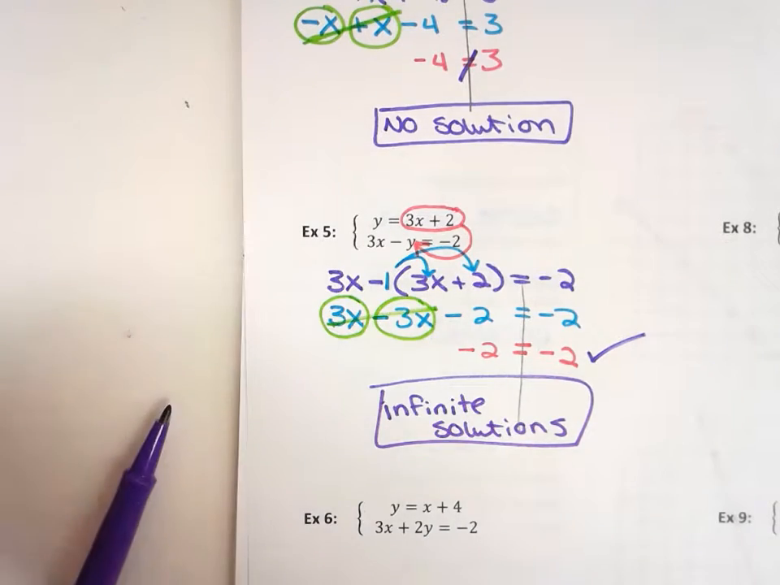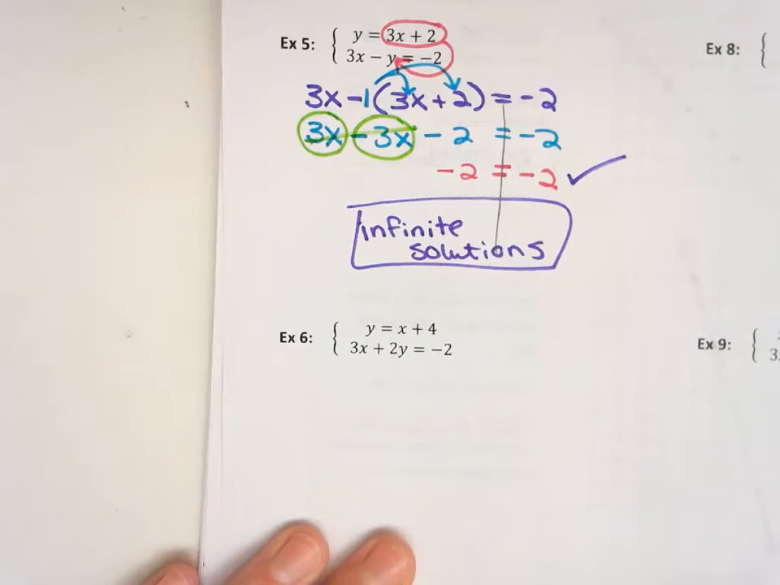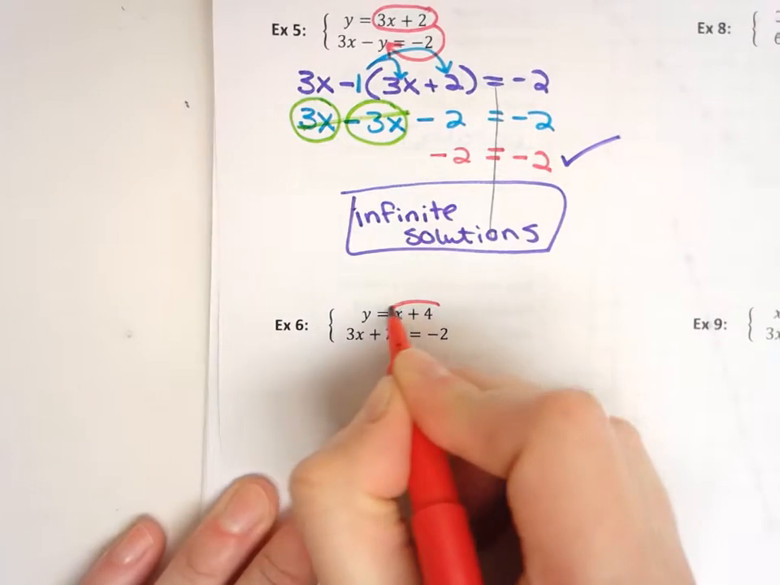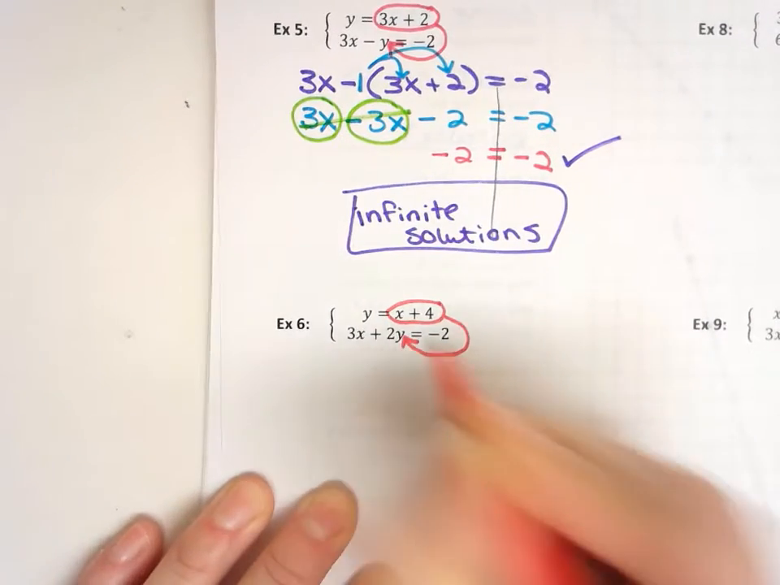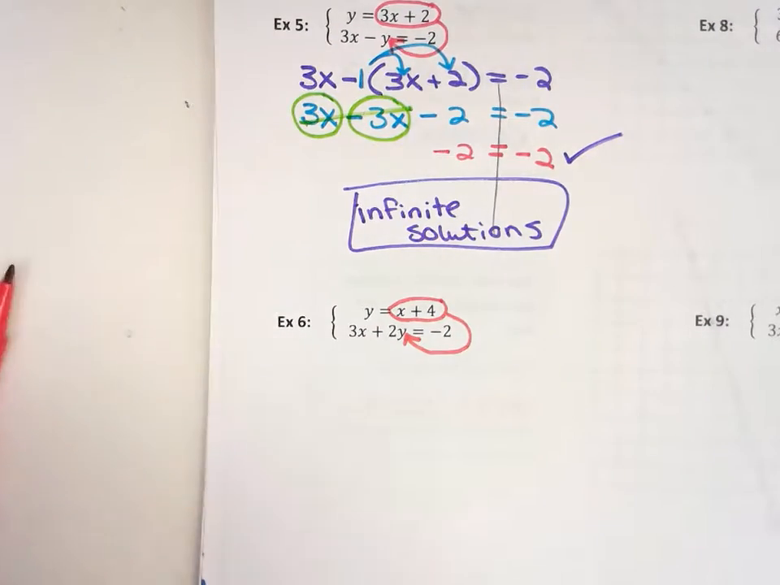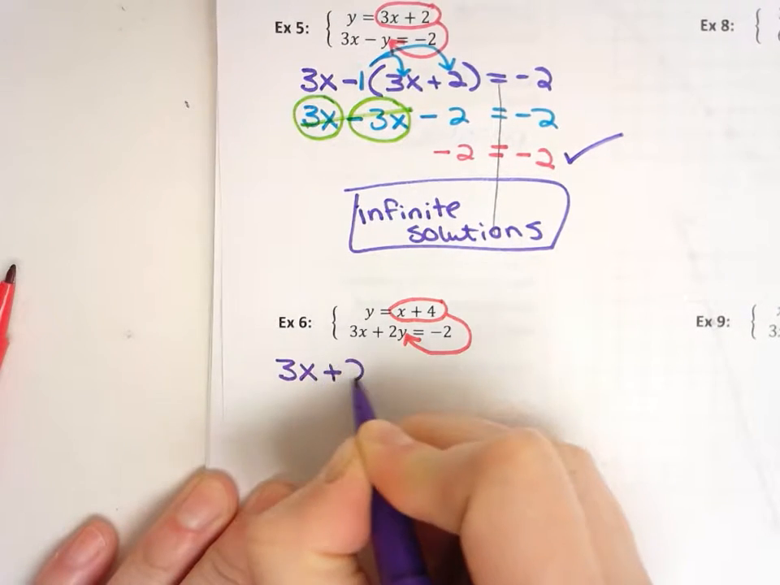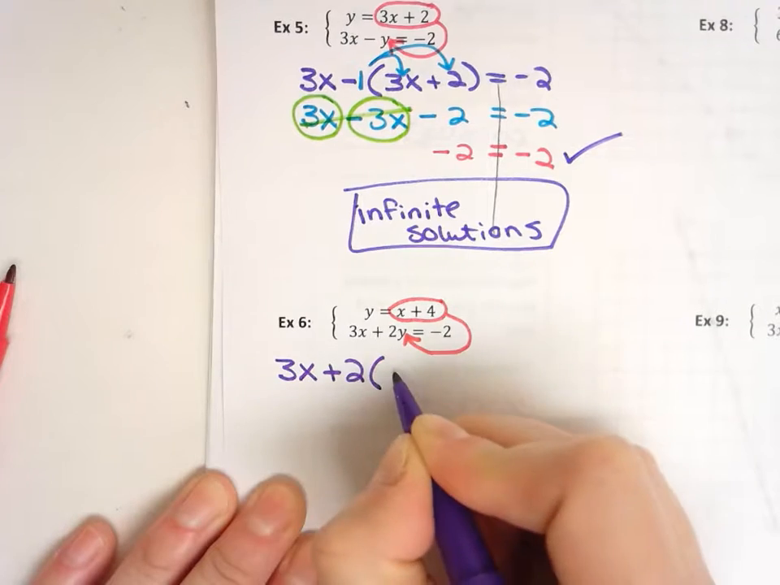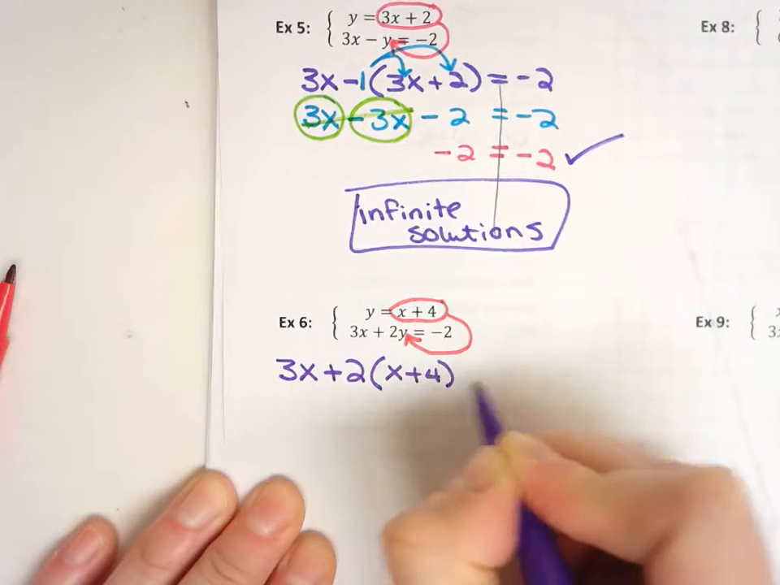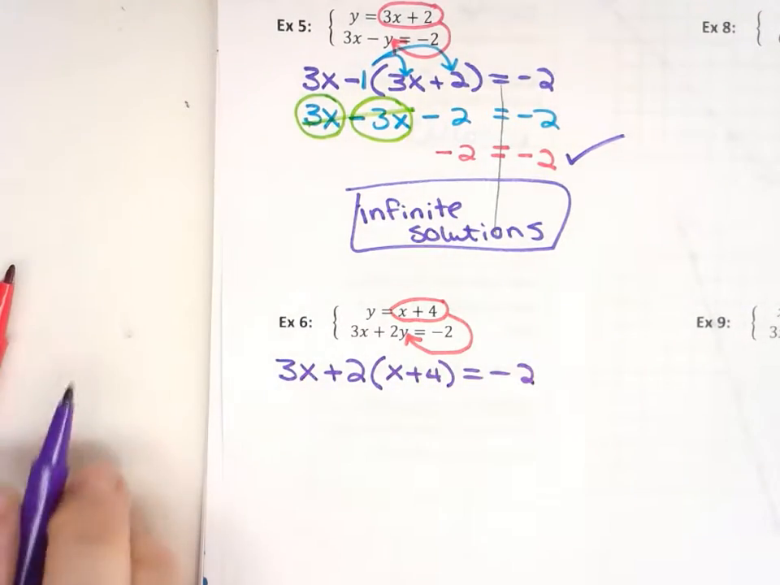Now the last case of substitution. I'm going to move this paper up. We've got y is equal to x plus 4, so I'm going to take the x plus 4 and plug it in place of y in the other equation. I have the 3x, I still have the plus 2, but the y is going to turn into that set of parentheses. This equals negative 2.